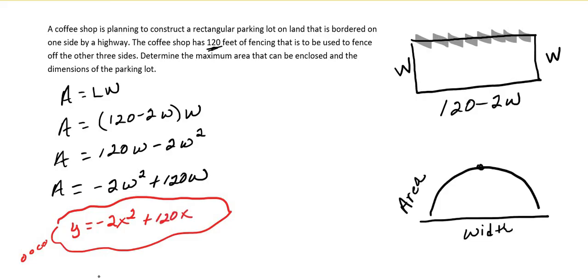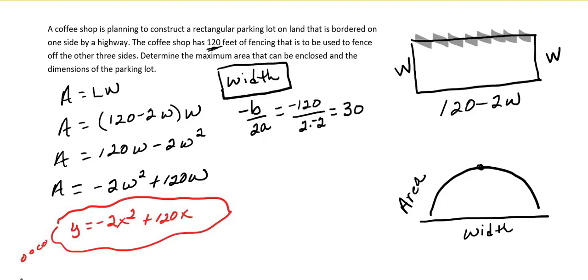So you can see I've sketched out a parabola here. Width is on my horizontal axis, area is my vertical axis, and I'm looking for the vertex to give me the width that would give me the maximum area. So again, I'm going to start off with negative b over 2a. So the width is going to be 30.